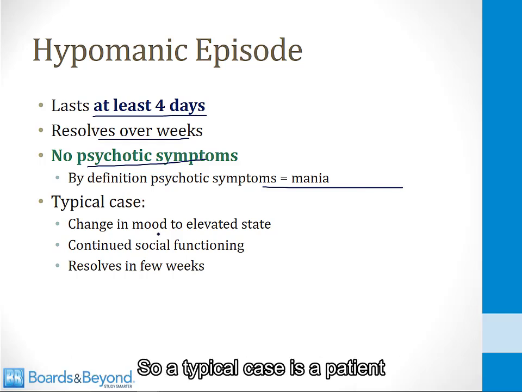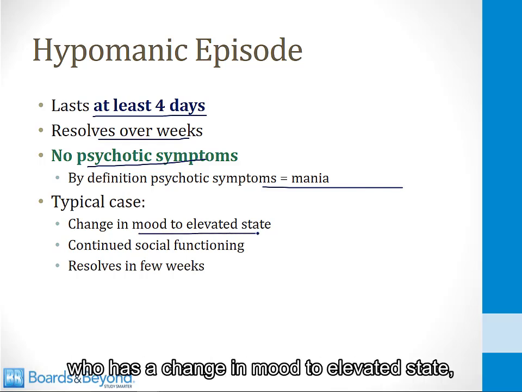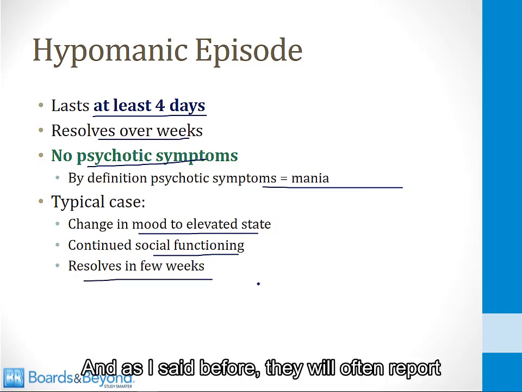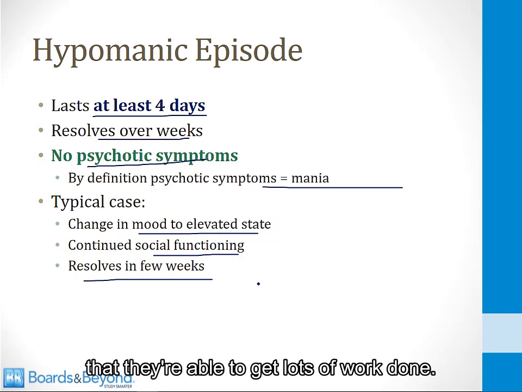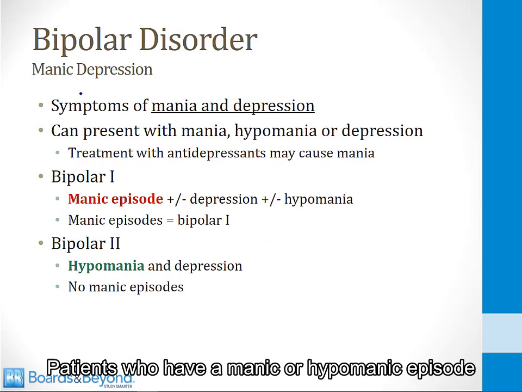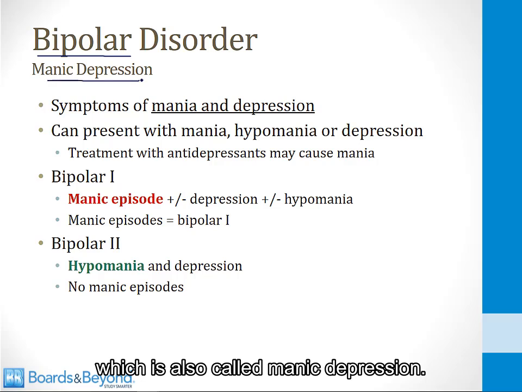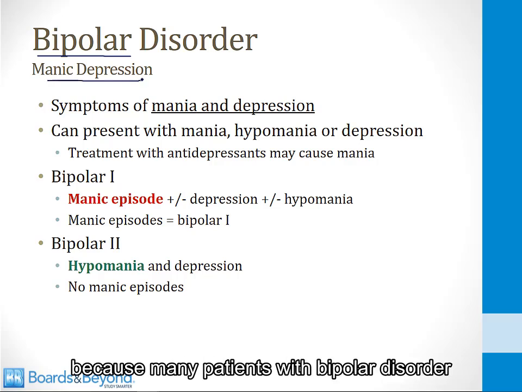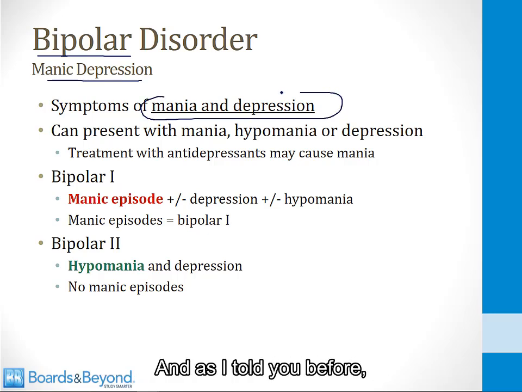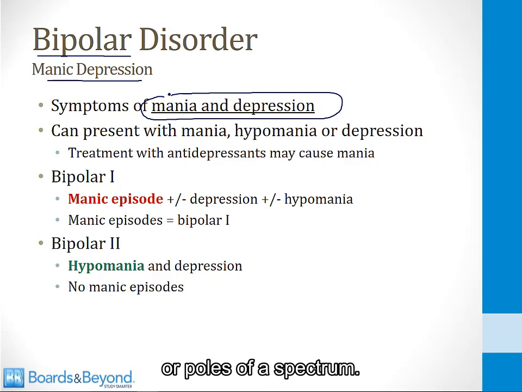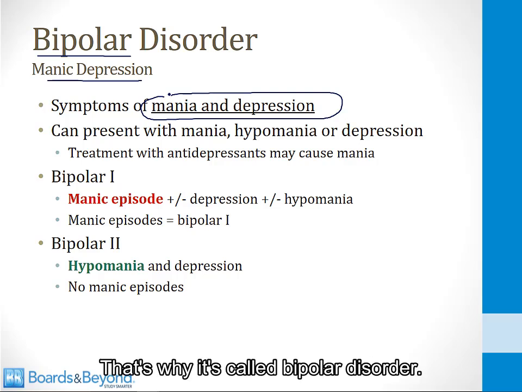So a typical case is a patient who has a change in mood to an elevated state but continues social functioning and resolves in a few weeks. And as I said before, they will often report that they are able to get lots of work done. Patients who have a manic or hypomanic episode have some form of bipolar disorder, which is also called manic depression. It gets this name because many patients with bipolar disorder have mania and depression. And as I told you before, mania and depression are at opposite ends or poles of a spectrum. That's why it's called bipolar disorder.